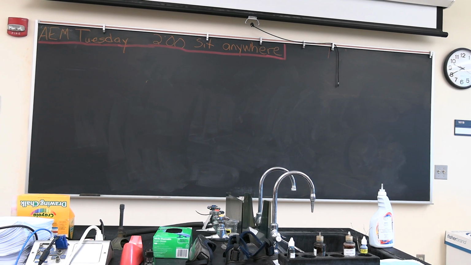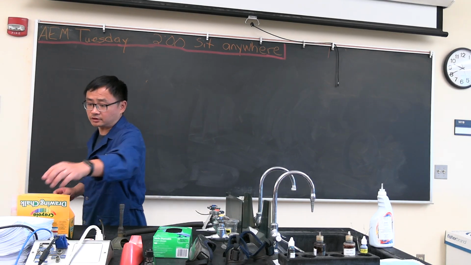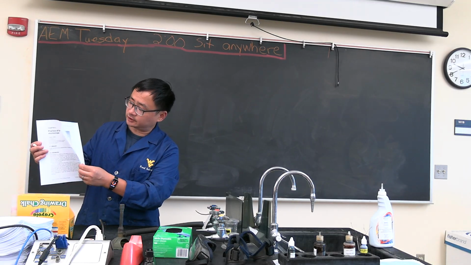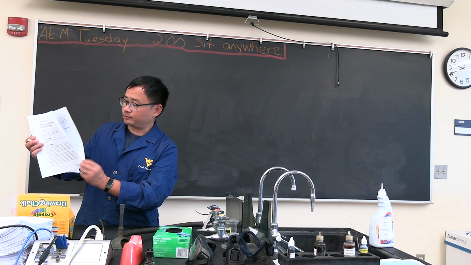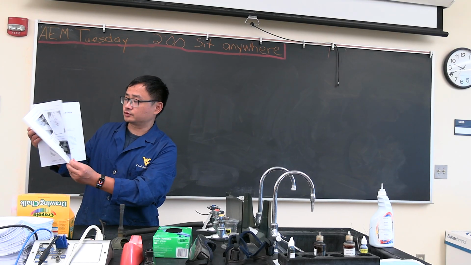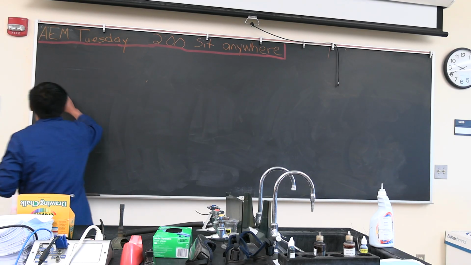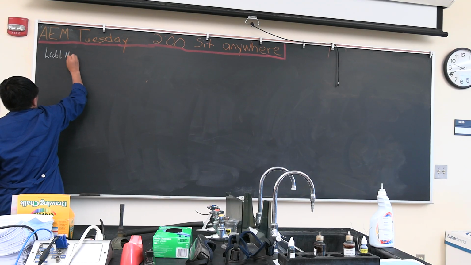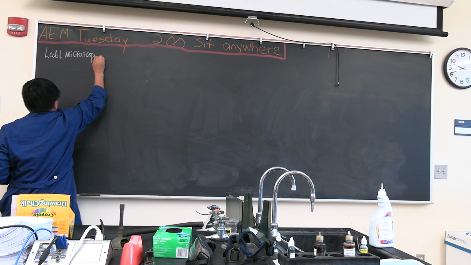So let's start our first class. Our first lab is always about the microscope. This is the material, same as the textbook PDF version on eCampus, but I printed it out for you. We're going to talk about chapter 2. So let's talk about Lab 1, microscope use.